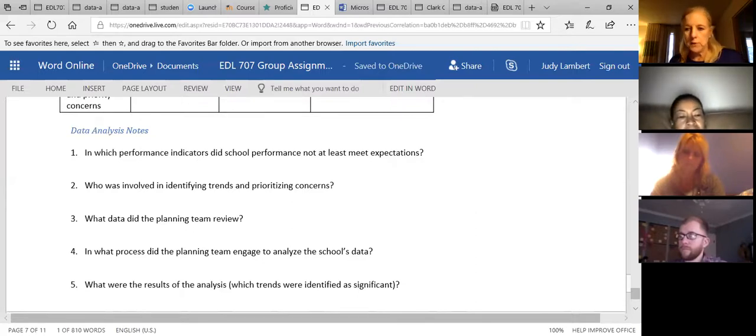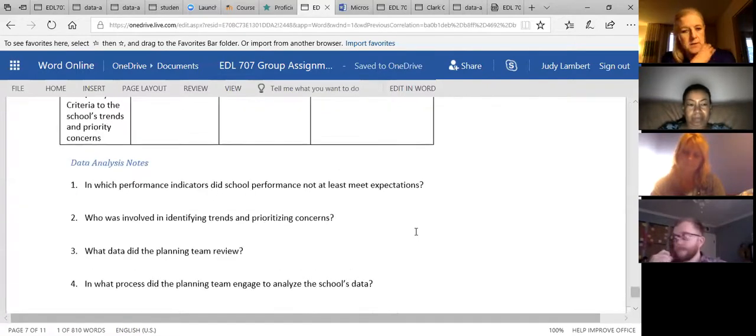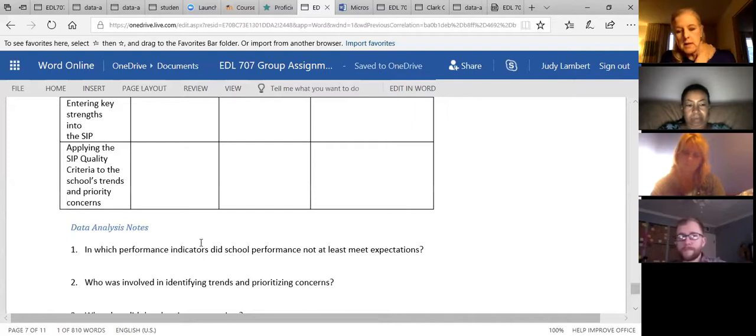What data would you review? So this is where you tell me not only what you looked at and reviewed, but what else you would need to do this. What's the process that the team was engaged in? It's going to include things like, maybe you did it through the professional learning community, or each one of you took a piece of data and analyzed it independently and then brought the results to the group. There's a million different ways to do that. Okay? Clear as mud?